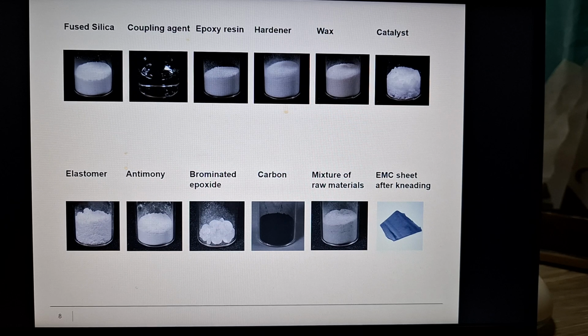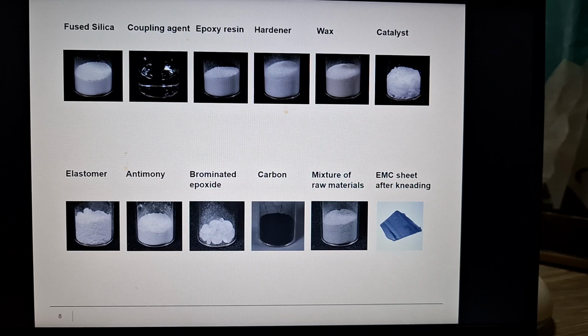The EMC supplier is buying the raw material from individual raw material suppliers, so it's what you call a business to business, a B2B. Usually the EMC supplier is one of the upstream supply chain suppliers.